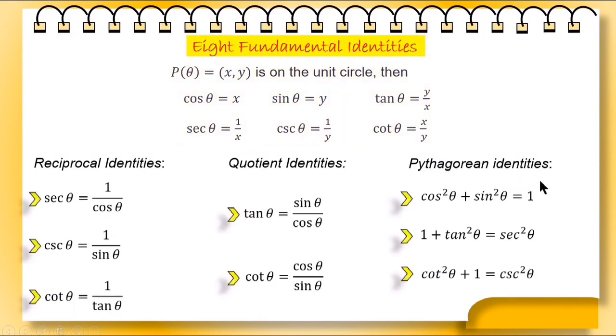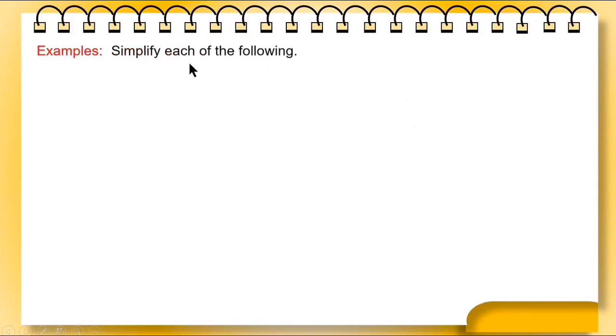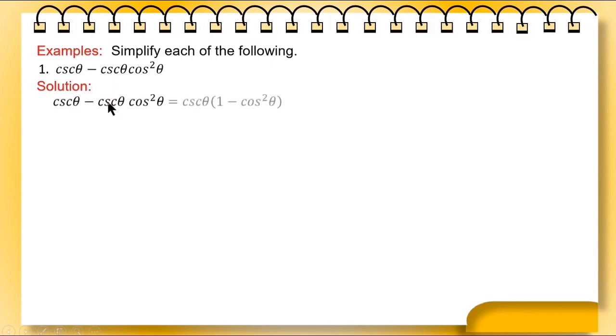Examples. Simplify each of the following. Number 1, cosecant theta minus cosecant theta times cosine squared theta. The good thing about knowing identities is that we can use them to simplify a complicated expression involving circular functions. Number 1, we can factor out cosecant theta. So this is equal to cosecant theta times the quantity 1 minus cosine squared theta.